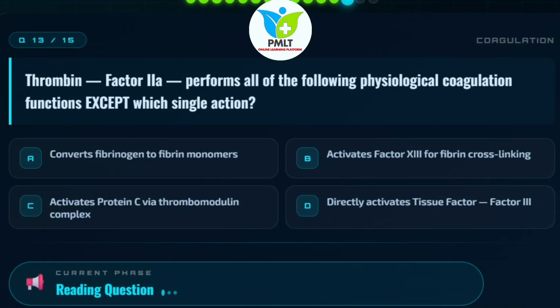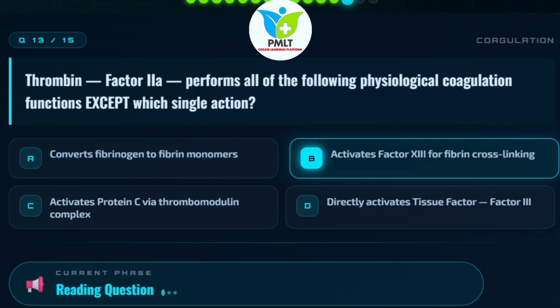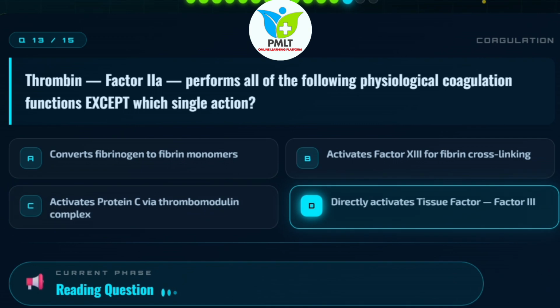Thrombin, factor IIa, performs all of the following physiological coagulation functions except which single action? A. Converts fibrinogen to fibrin monomers. B. Activates factor 13 for fibrin cross-linking. C. Activates protein C via the thrombomodulin complex. D. Directly activates tissue factor 3.